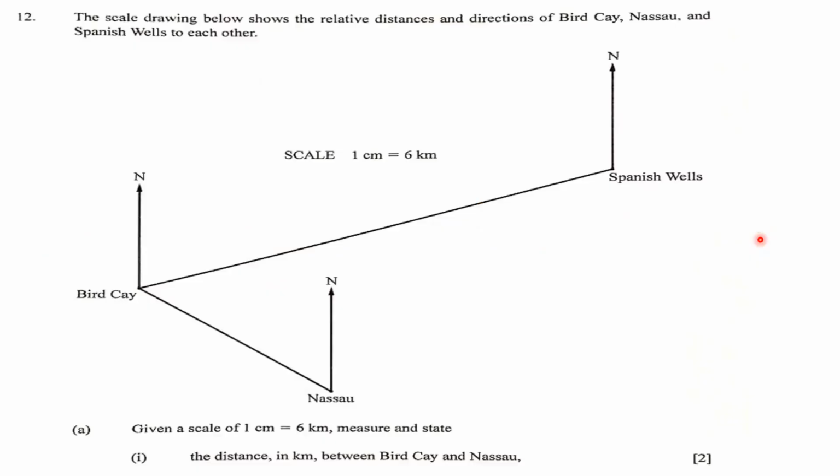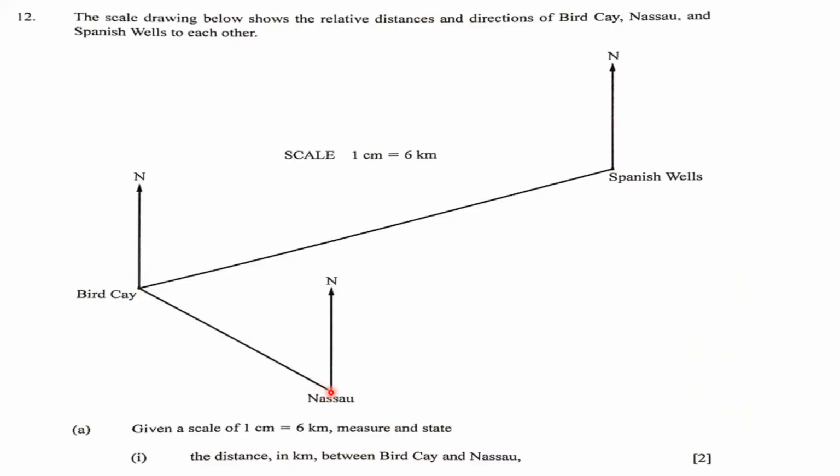Here we have a bearings question. It says that the scale drawing below shows the relative distances and directions of Bird Key, Nassau, and Spanish Wells to each other. So we have Bird Key right here. We have our north here. We have Spanish Wells. We have another north, and we have Nassau. And it says that given a scale of 1 centimeter equals 6 kilometers, measure and state the distance in kilometers between Bird Key and Nassau. So you have to find the distance between Bird Key and Nassau.